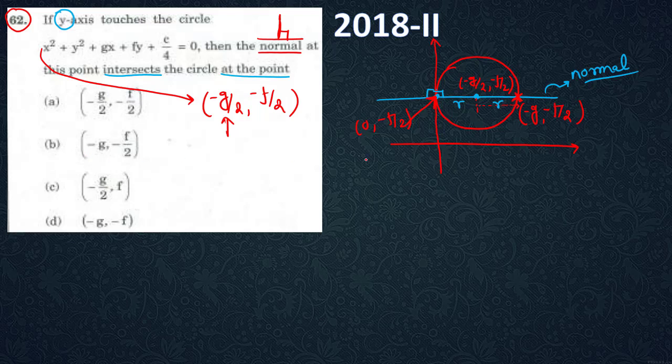So what is your correct answer? It is minus g comma minus f by 2. That cannot be, because this is the center of the circle. Okay, and this line is parallel to the x axis, so that's why its y coordinate will remain the same. This minus f by 2 will remain the same. So this is also wrong, this is also wrong. Okay, I hope you are getting this.